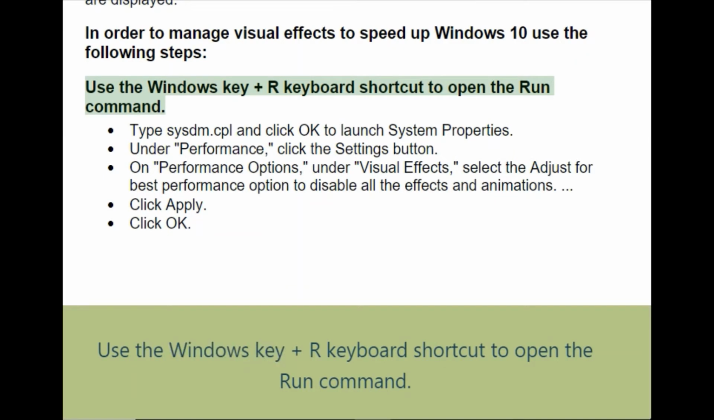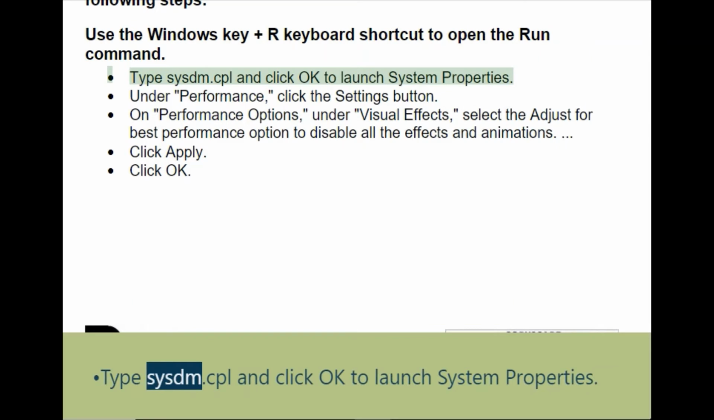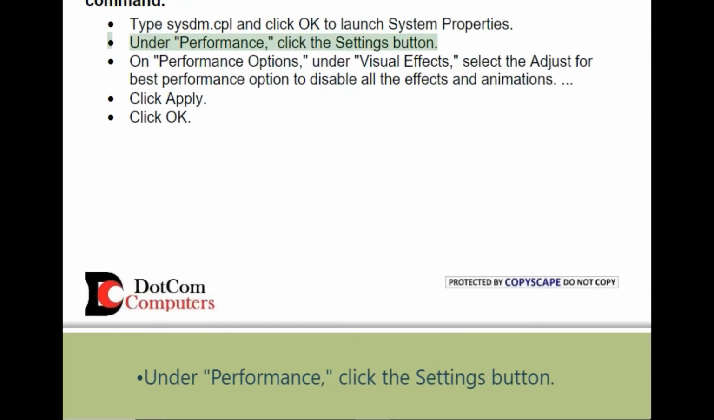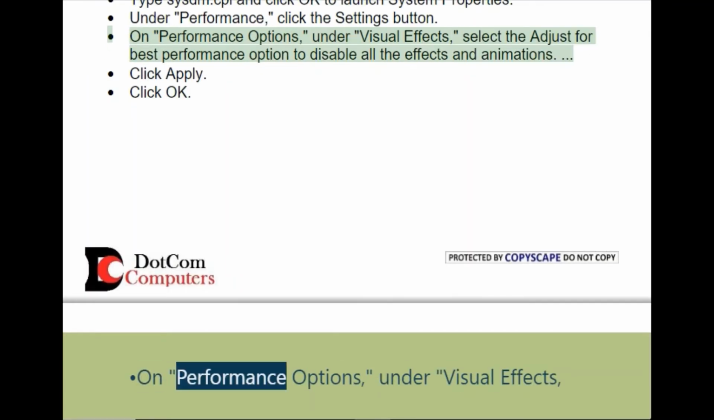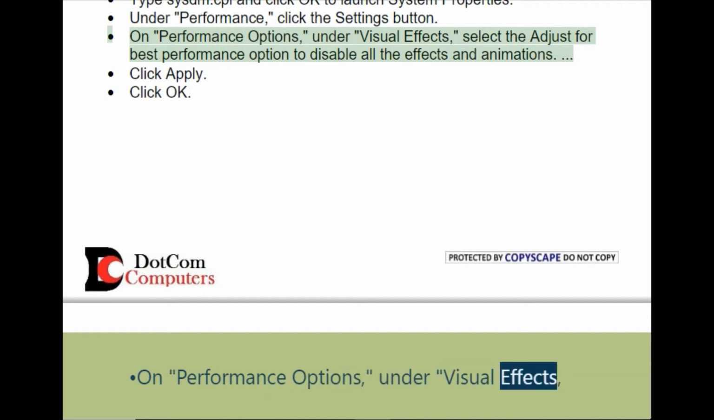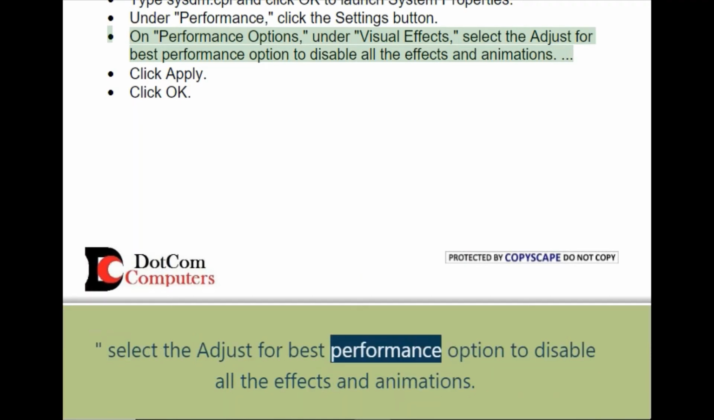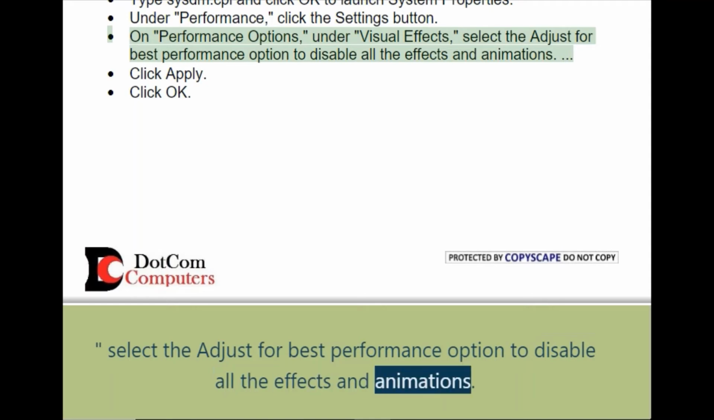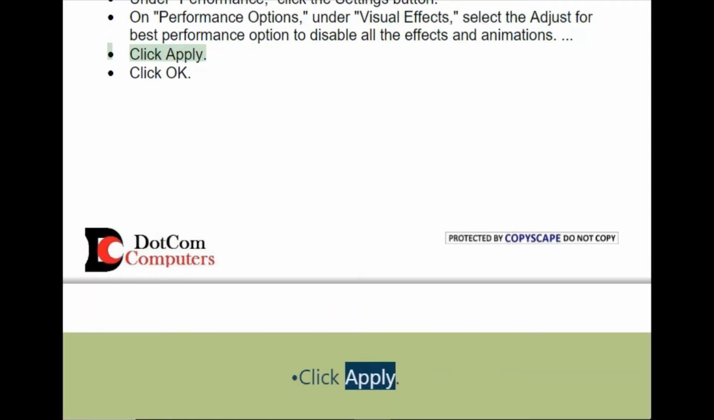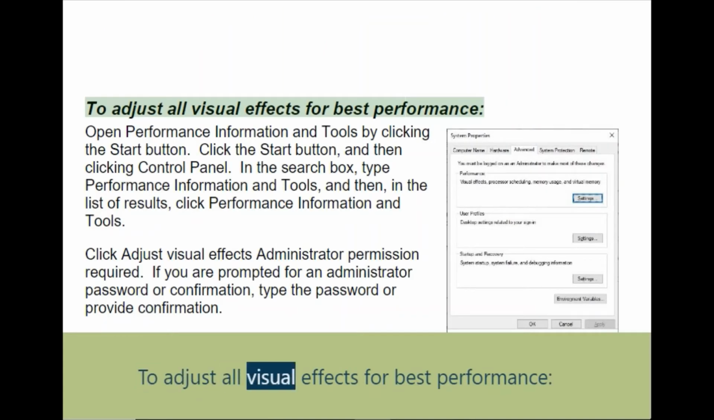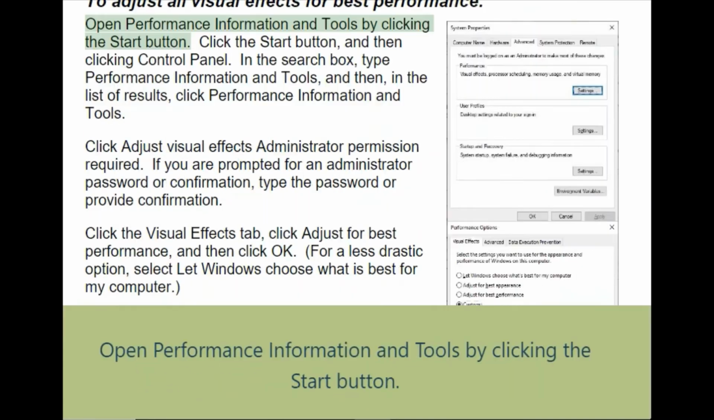Use the Windows key plus R keyboard shortcut to open the Run command. Type sysdm.cpl and click OK to launch System Properties. Under Performance, click the Settings button. On Performance Options, under Visual Effects, select the Adjust for Best Performance option to disable all the effects and animations. Click Apply. Click OK.